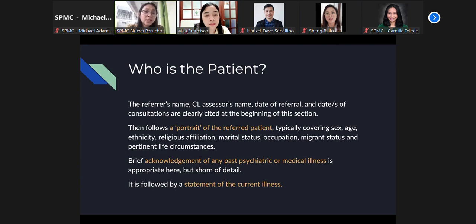So who is the patient? We may start with the referrer's name, the CL assessor's name, the date of referral, and the dates of consultation, which should be clearly cited at the beginning of the section, so at the side notes. This is then followed by a portrait of the referred patient. It typically covers the sex, the age, the ethnicity, religious affiliation, marital status, occupation, and pertinent life circumstances. Then it should be followed by a brief acknowledgement of any past psychiatric or medical illness, if appropriate, and followed by the statement of the current illness.